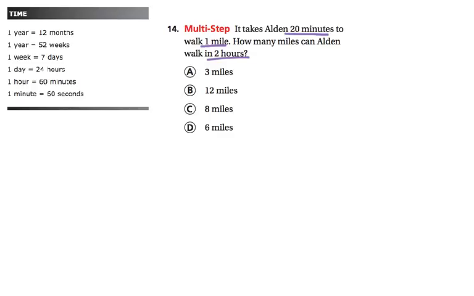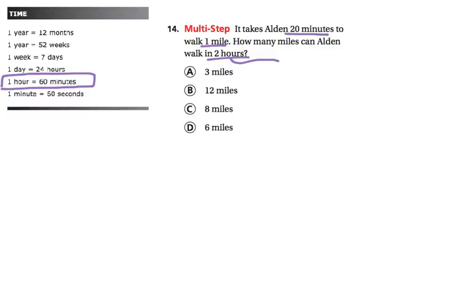But when I look at my chart, I'm not going to see miles on here. I will see minutes and hours. So let's see if I see that together. Oh, right here. 1 hour equals 60 minutes. Okay, it might be easier to keep everything in minutes since we know that it takes Aiden 20 minutes to walk 1 mile. So I'm going to keep everything in minutes.